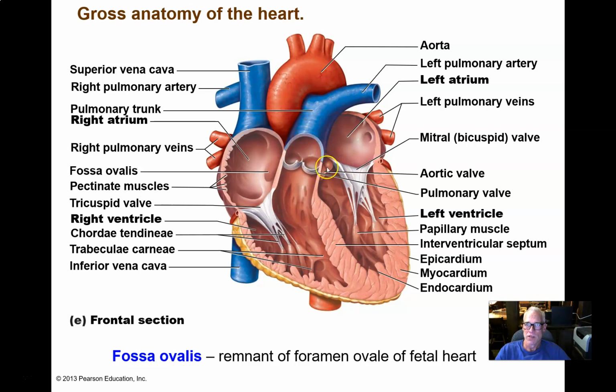So the 2 valves in the arteries are named for their arteries. This is the pulmonary valve, or pulmonary semilunar valve. This is a semilunar valve. See how it looks like a little crescent? Looks like a little crescent moon. Here is the aortic valve, or aortic semilunar valve, and blood goes from the left ventricle out into the aorta through that valve, but can't come back.